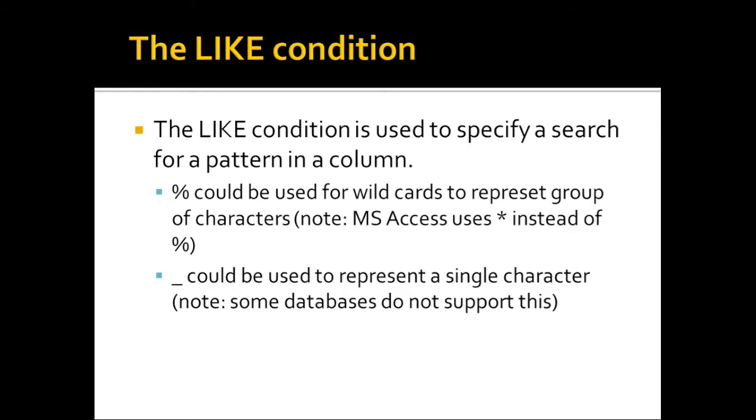We also have the LIKE condition. The LIKE condition is used to specify a search for a pattern in a column. Percent could be used as a wildcard to represent a group of characters. Note that in Microsoft Access, we use asterisk instead of percent. The underscore could be used to represent a single character. And note, some databases do not support this one, but most databases, I believe, support the underscore.